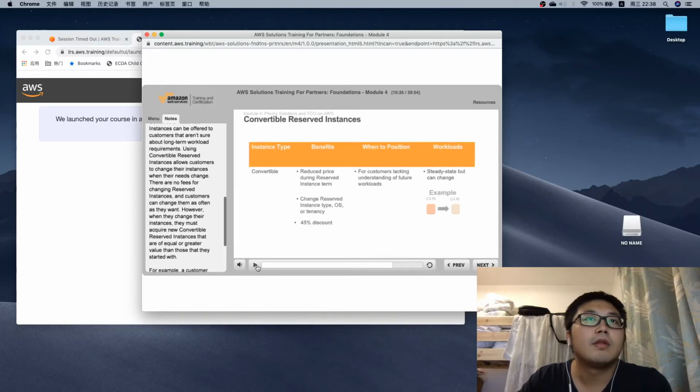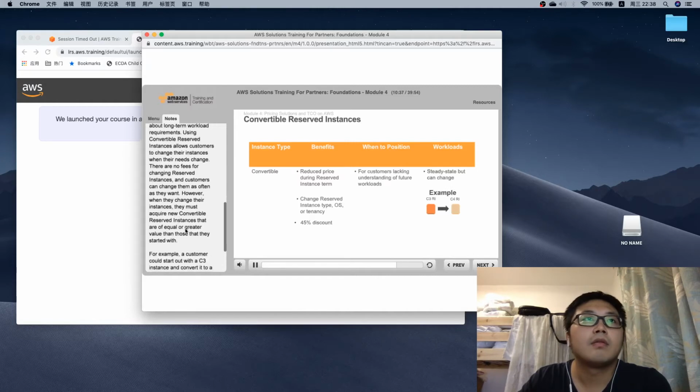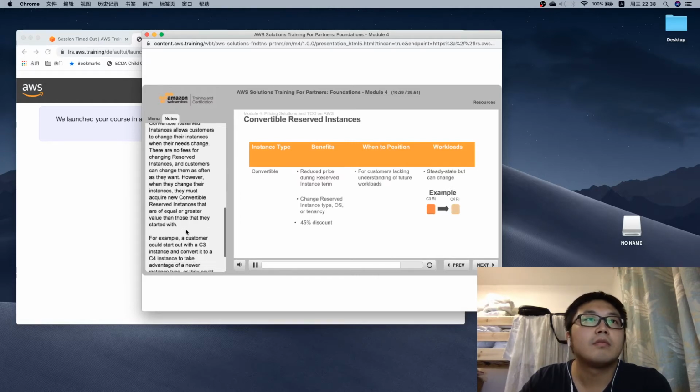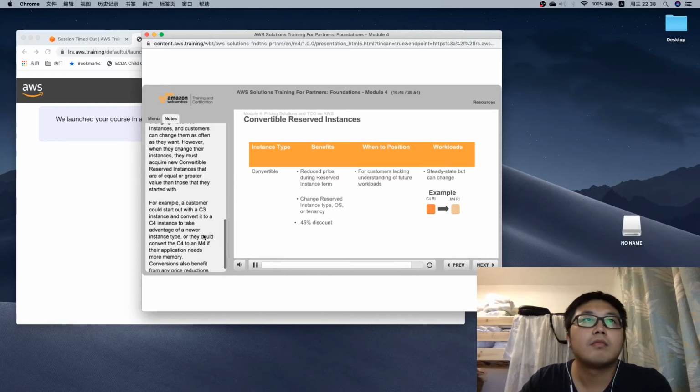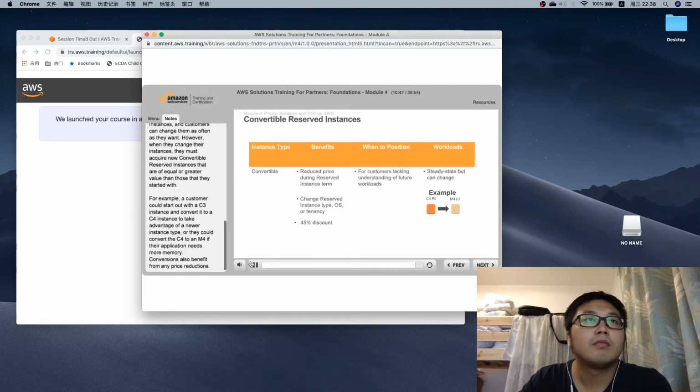For example, a customer could start out with a C3 instance and convert it to a C4 instance to take advantage of a newer instance type. Or they could convert the C4 to an M4 if their application needs more memory. Conversions also benefit from any price reductions.